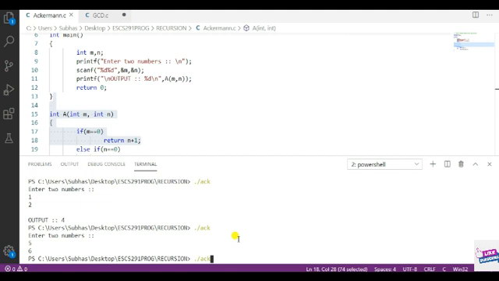Okay, and in the next lecture I will discuss a very important topic, that is the advantages and disadvantages of recursion. Most of the time people will ask, we are using recursion, what is the advantage, why not use the iteration process? So I will discuss the difference between recursion and iteration, and the advantages and disadvantages of recursion also.